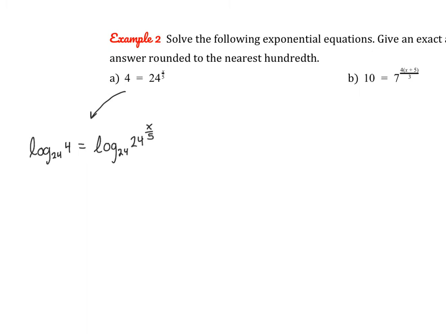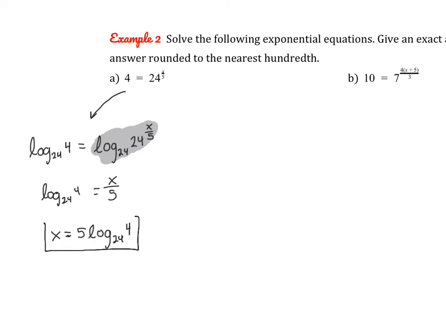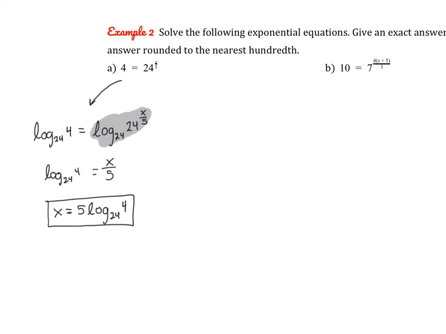Okay, so now we can simplify this portion of our expression. Remember, if the bases are the same, it simplifies to the exponent. So it's x over 5 equals log base 24 of 4. And then we multiply both sides by 5. So x equals 5 times log base 24 of 4. So from here, there's no way for us to simplify this by hand. So this is what we would call an exact answer. And then we can get a decimal approximation by plugging this into our calculator.